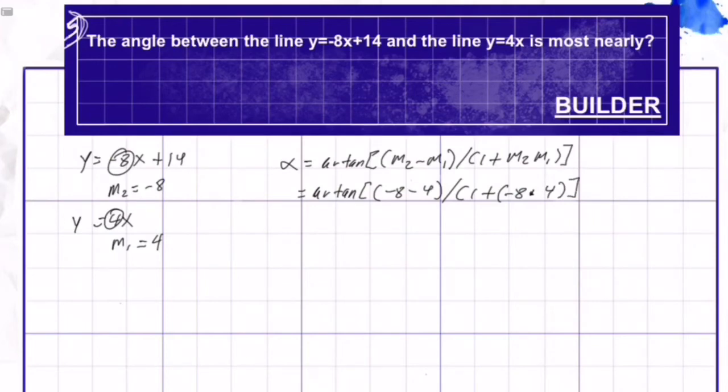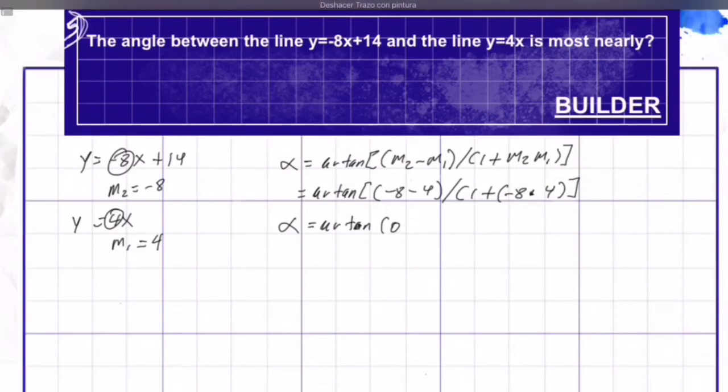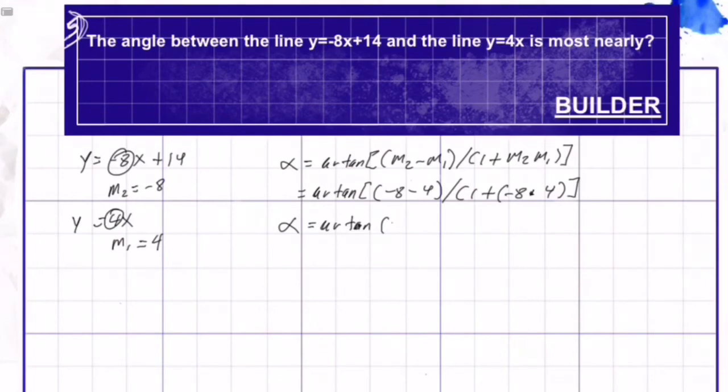So if we go to the calculator, we have that arctangent is equal to 0.38. Well, let's do it another way. We have that minus 12 divided by minus 31. If we go to the calculator, the result of the angle is 21.16 degrees. That is your answer.